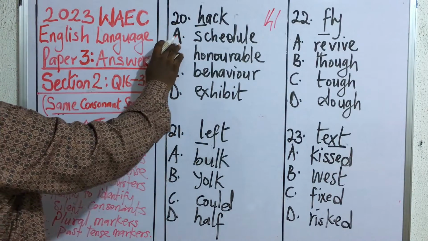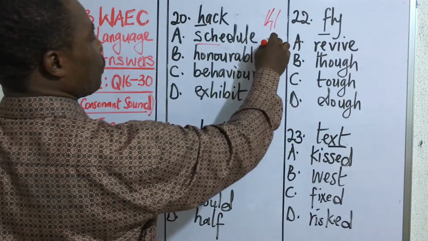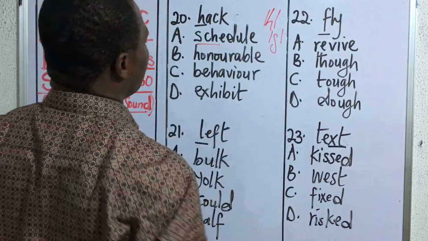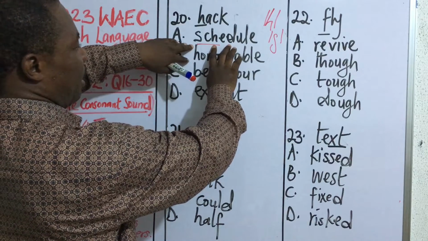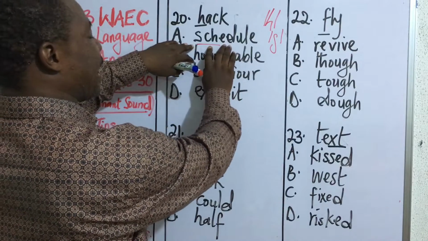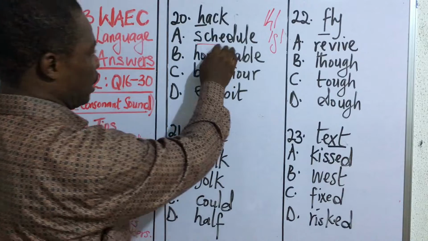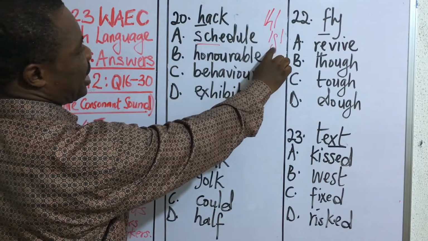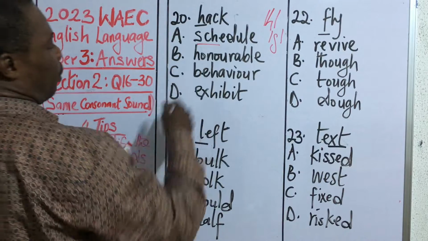Then option A, you have shadow. Here you have the consonant sh. Please take note of this word because it has different pronunciations in American and British English. Americans would pronounce this word as "schedule" with a sk sound, but in British English, which is a variety of English, they pronounce this word as "schedule" with a sh sound.